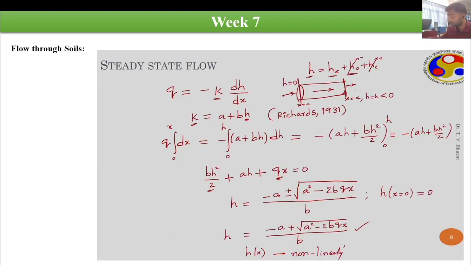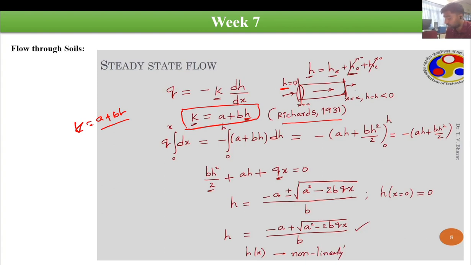The steady state flow, or the change in head, was derived by Richards in 1931. Richards assumed that the hydraulic conductivity is a function of A plus BH, that is, a function of the head. So if we see this particular soil mass, and a head is maintained at this point, then K will be equal to A plus BH, where A and B are constants.